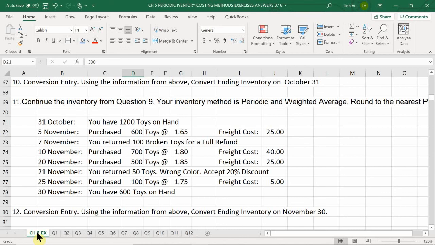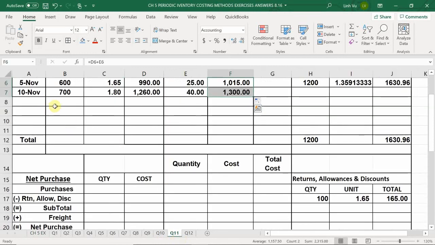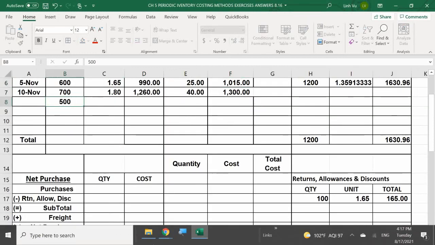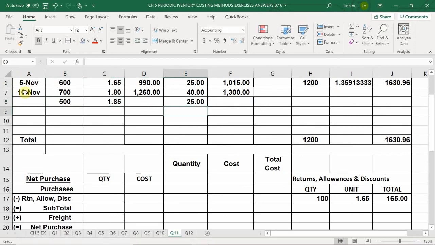Then on November 20th, we end up purchasing another 500 toys at $1.85 with a freight of 25. So here, 500 at $1.85 with a freight of 25. Okay, and this was on November 20. So in this case, what was my total purchase price here?